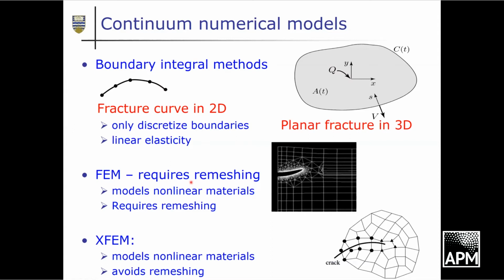Finite element methods, which are the go-to methods for engineers, require lots of remeshing. They can deal with nonlinear materials, which is good. And then there are the extended finite element models, which basically try to make finite elements look a little bit like boundary elements, because essentially you only discretize the boundary of the crack and you enhance your basis functions to see the singular behavior of the crack. So I'm going to be talking about how the tip asymptotics can be built into these cracks, for example.